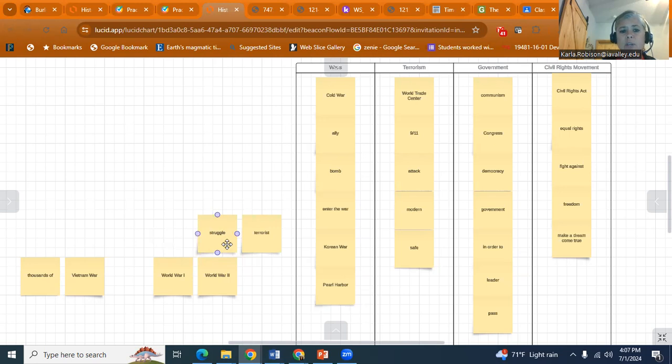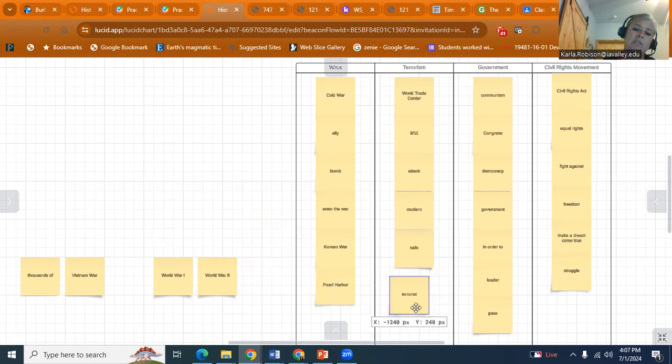Struggle. Obviously, we could put that under wars. We could put it into terrorism, or we could put it under civil rights movement. So a struggle is like a fight. I'm going to put it under civil rights movement. So people struggled accepting all people. Doesn't matter what color their skin is. It doesn't matter what their religion is. But that is the root of racism, is that some people just have a hard time understanding and being accepting. So they struggle. A terrorist is a person who commits terror and tries to cause harm to innocents.